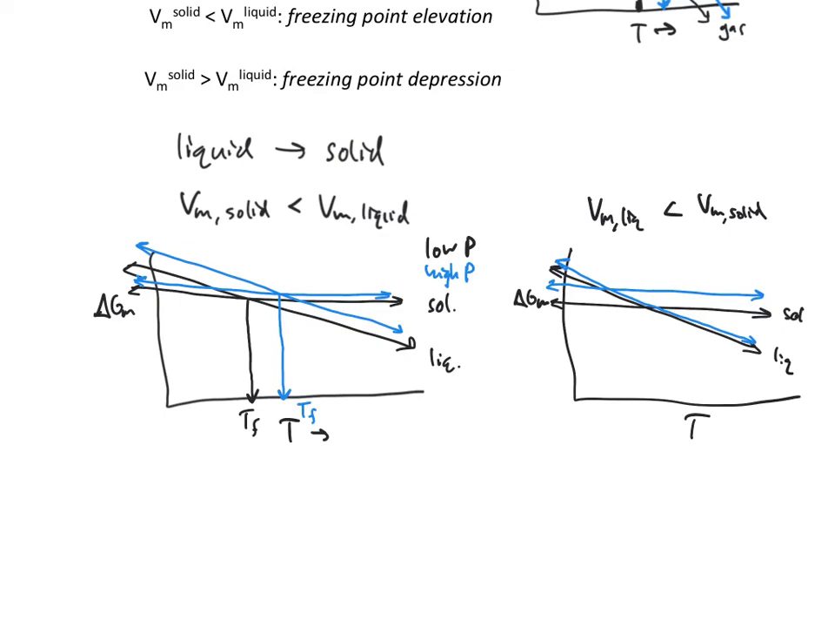So as you can see, the freezing point has actually decreased with an increase in pressure. And this is called a freezing point depression. So for substances like water, increasing the pressure is going to decrease or depress the freezing point.